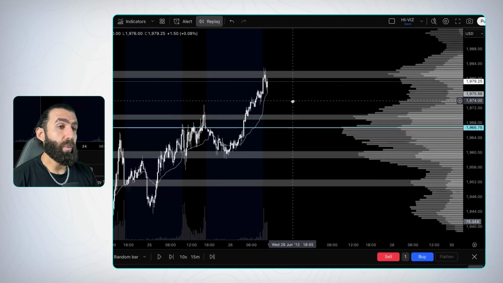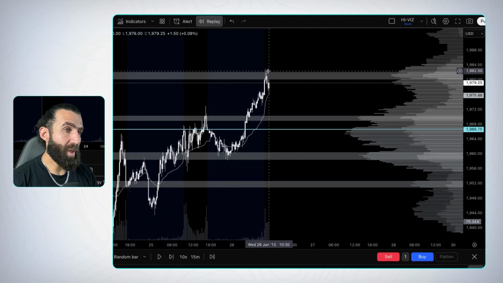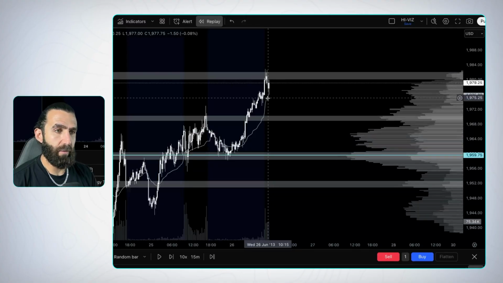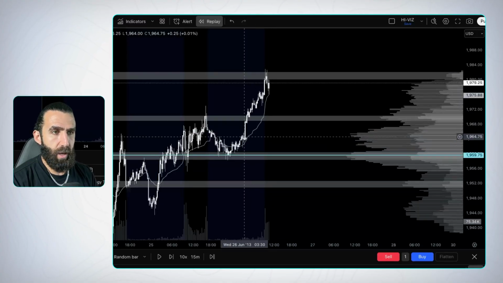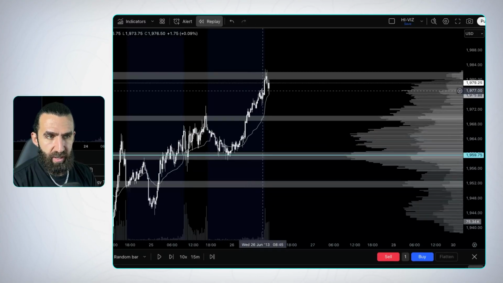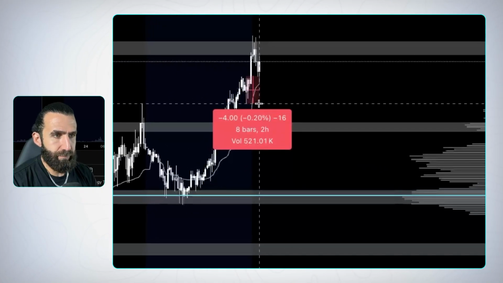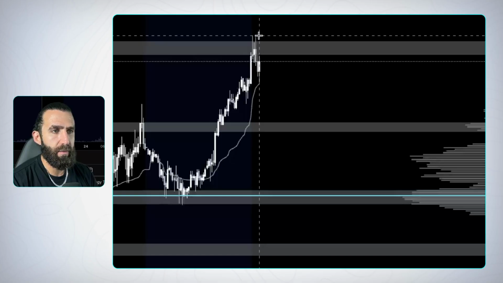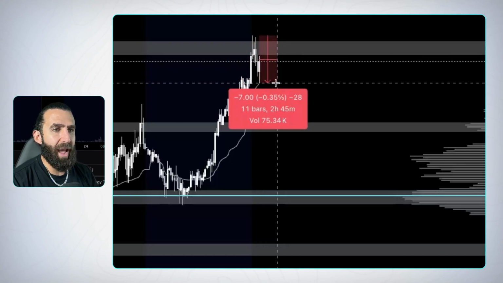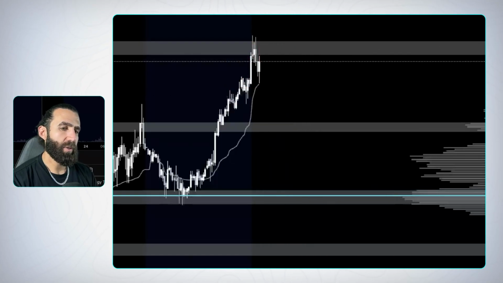Okay, take a look. We test this area of volume, and we have the largest pullback of the day, right? If I just look objectively, the second largest I'd say would be right here from the overnight session, about 16 ticks. We pull all the way back right off the bat, 28 ticks. So let's play this forward.